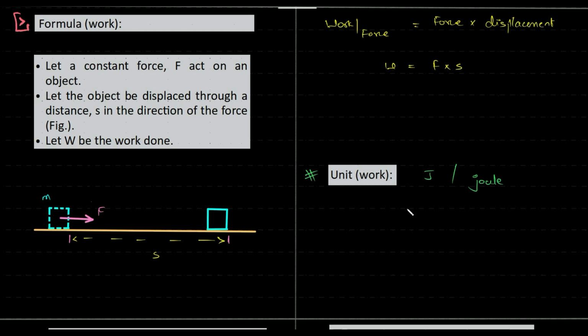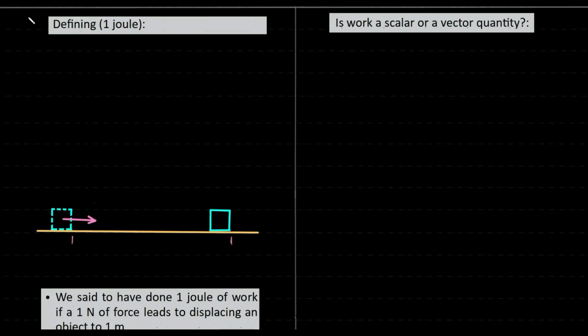Remember this. Next step is to define this joule. See, my rule is always this. Whenever you have to define any unit, always start with the formula. Work is equal to force into displacement. Since we always define for one, whatever it is, joule or Newton, the LHS will be 1. We have to make the RHS also 1. So here it is 1 Newton into 1 meter, right? So now we can define it, right? We say 1 joule of work is done if we apply 1 Newton of force and displace the object by 1 meter.